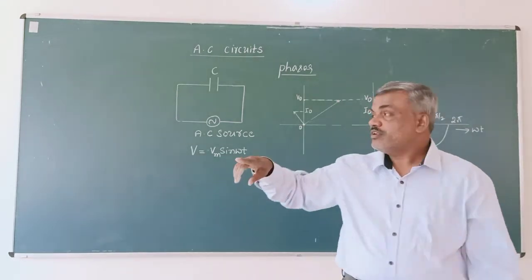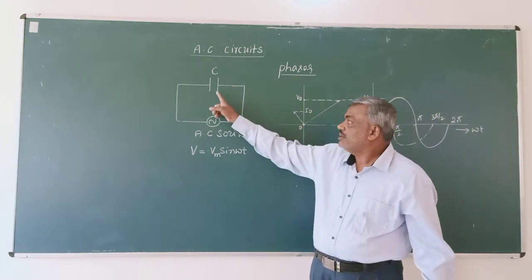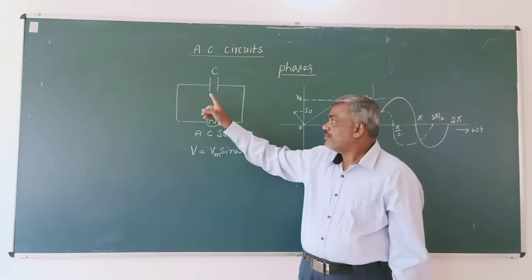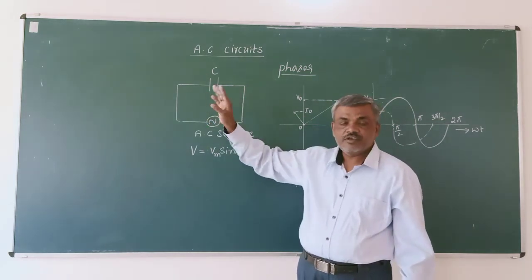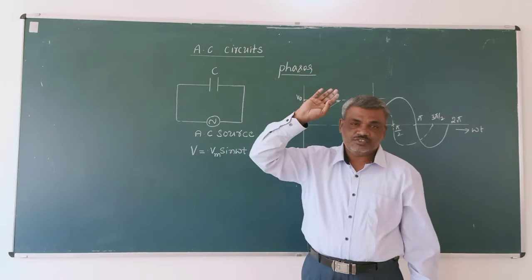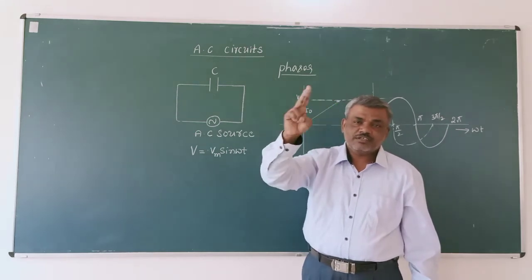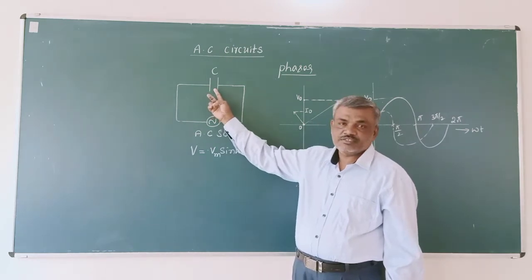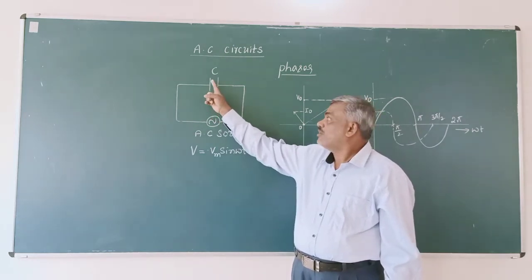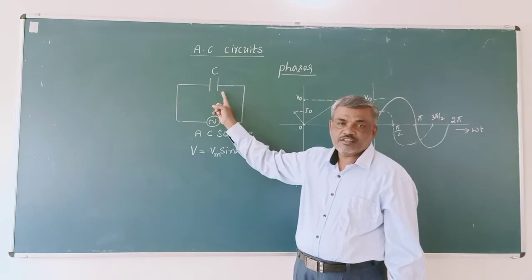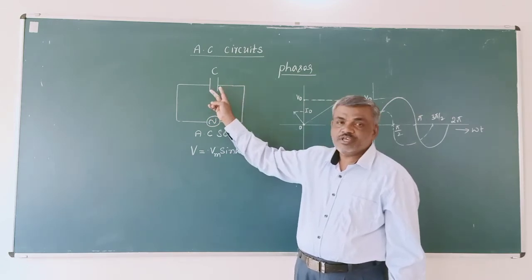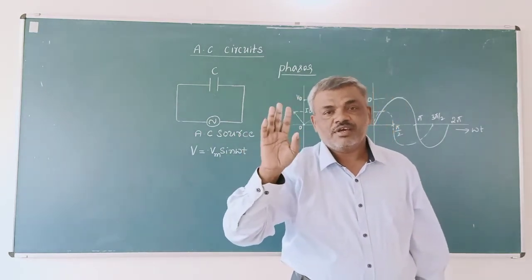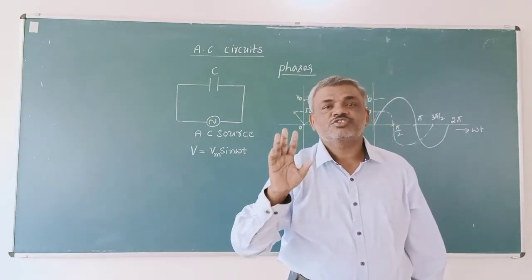Now the second circuit, the AC circuit containing a capacitor. You already know the definition of a capacitor. A capacitor is an arrangement for storing electric charge. Essentially, it consists of two parallel conductors separated by a small distance with a dielectric medium. One plate carries positive charge, the other plate carries negative charge, storing electric charge.